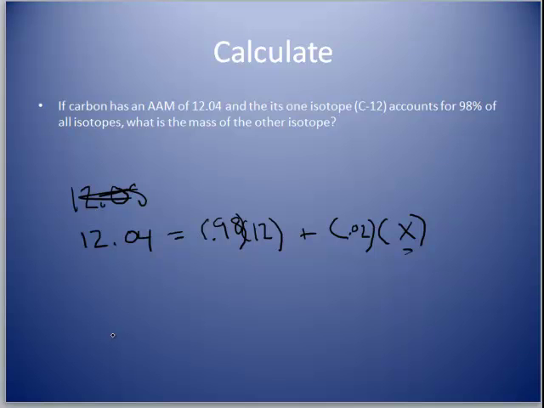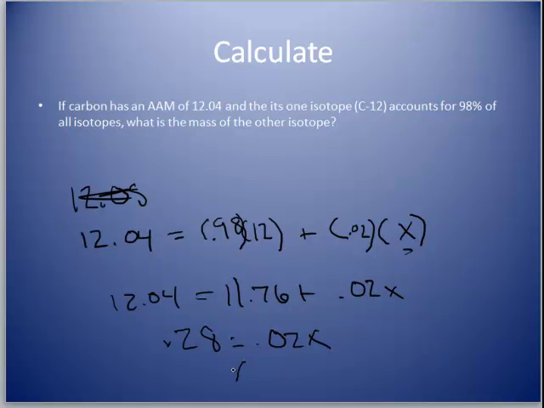So now we've got this problem where we're solving for the unknown. I am going to take 0.98 times 12, and that's going to give me 11.76 plus 0.02x, and that's equal to 12.04. I'm going to take 12.04 minus 11.76, and I'm going to get 0.28 is equal to 0.02x. Then I'm going to solve for x: 0.28 divided by 0.02, and I get x is equal to 14. So my value for my missing mass would be 14.